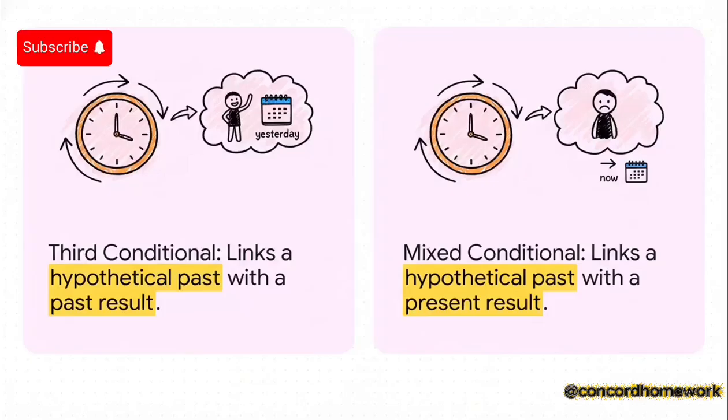So let's break this down. Take a look at the two columns. On the left, a normal third conditional. Past action, past result. If you hadn't reminded me, I would have forgotten. All in the past. But look at the right, the mixed conditional. Past action, present result. If Jim hadn't missed the plane, he would be here now. You see that? It's all about when the result is felt.